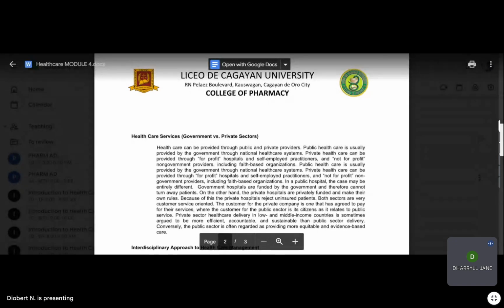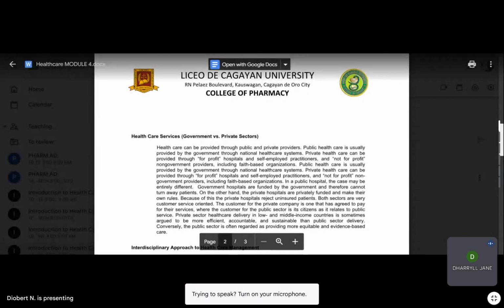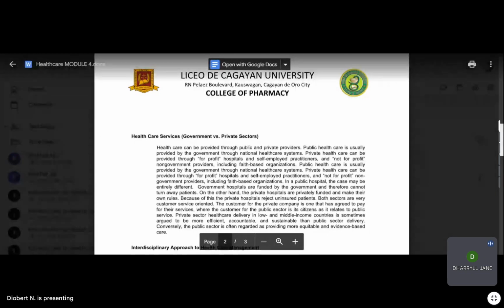Because of this, the private hospitals reject uninsured patients. Both sectors are very customer service oriented. The customer for the private company is one that has agreed to pay for their services, where the customer for the public sector is its citizen as it relates to public service. Private sector healthcare delivery in low and middle income countries is sometimes argued to be more efficient, accountable, and sustainable than public sector delivery. Conversely, the public sector is often regarded as providing more equitable and evidence based care.